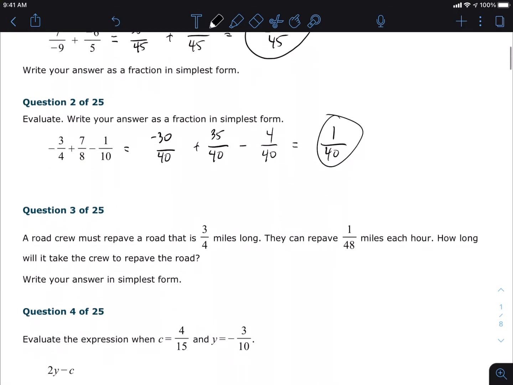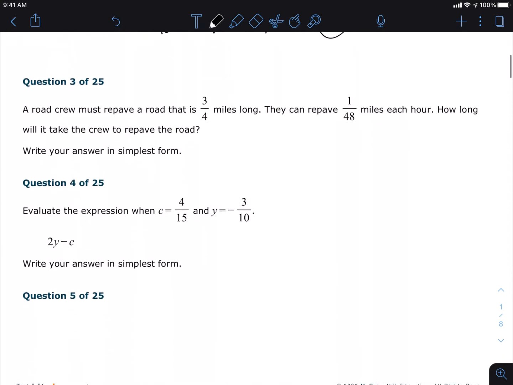All right. Now going on to the next problem. It's a word problem, and it says a crew must pave a road that is 3/4 of a mile long. They can repave 1/48 of a mile each hour. How long will it take the crew to pave the road? Well, in order to get the time right, this is a distance, right? This is really our rate, and they are looking for how long, which is a time, correct?